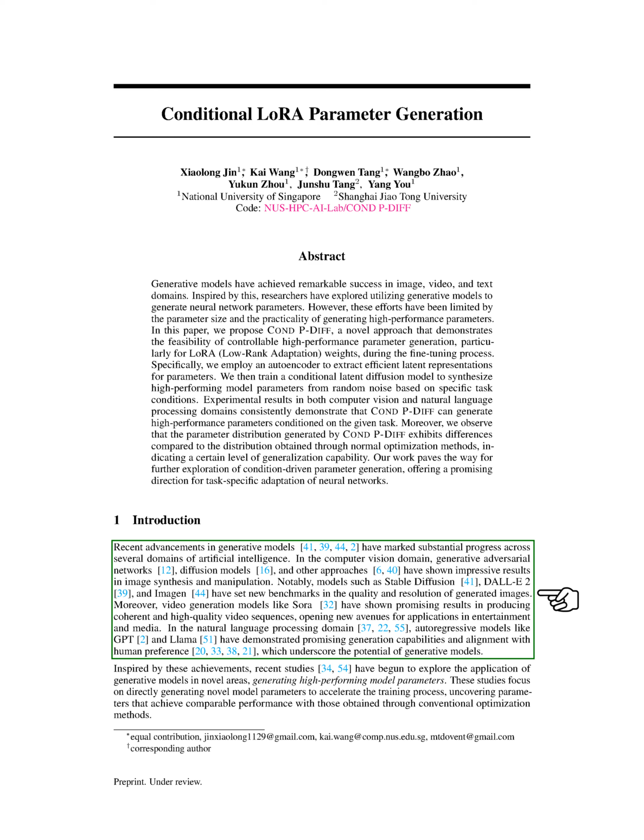Additionally, video generation models such as Sora have shown promise in creating coherent and high-quality video sequences, expanding possibilities in entertainment and media. In natural language processing, autoregressive models like GPT and Llama have demonstrated strong generation capabilities and alignment with human preferences, highlighting the potential of generative models.